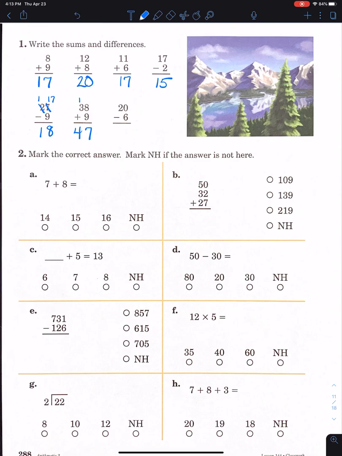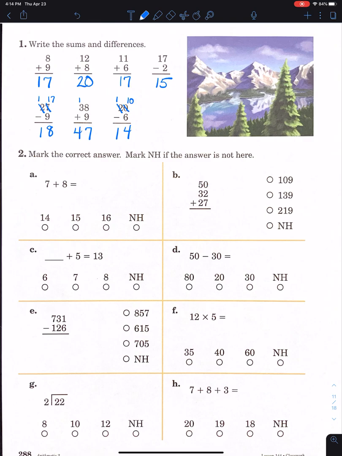And finally, 20 minus 6 equals what? Well, you can't take 6 away from 0, so let's borrow from the 2 10's, and now we have 1 10. Add 10 to 0, and that's 10. What is 10 minus 6? 4. And 1 minus nothing is 1, so the answer for that one is 14.